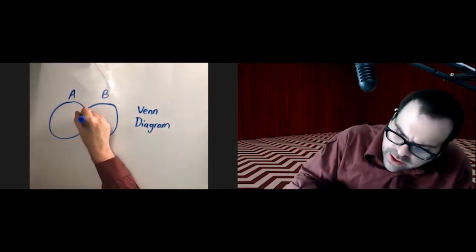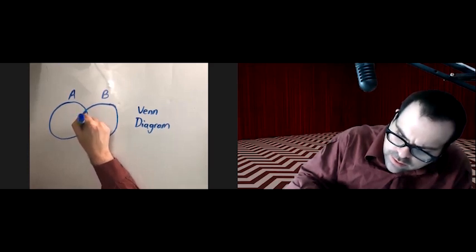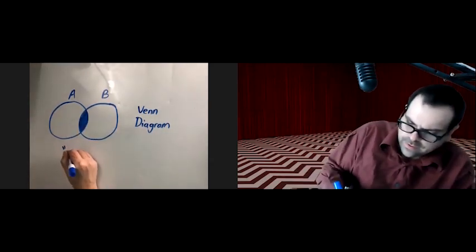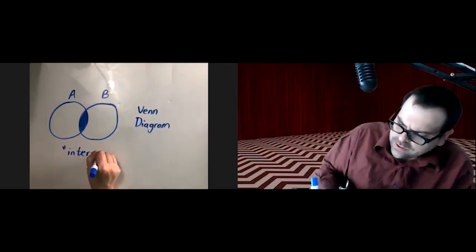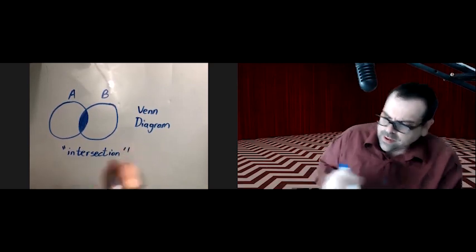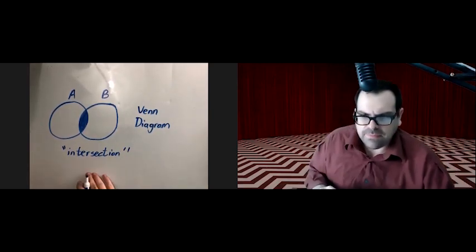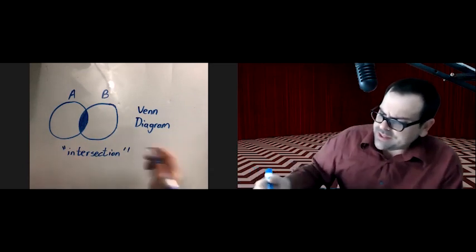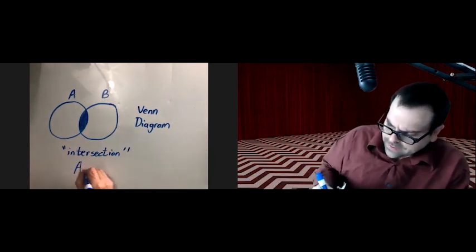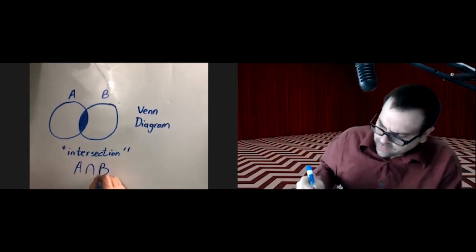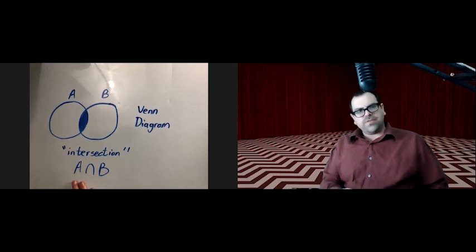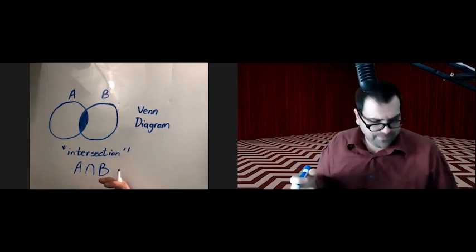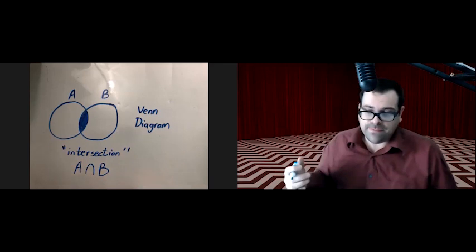And this part here, where A and B overlap, this is called the intersection of A and B. The symbol for the intersection is an upside down capital U. When we see the intersection of A and B, what this means is, where do the two sets overlap? What are the elements in common?